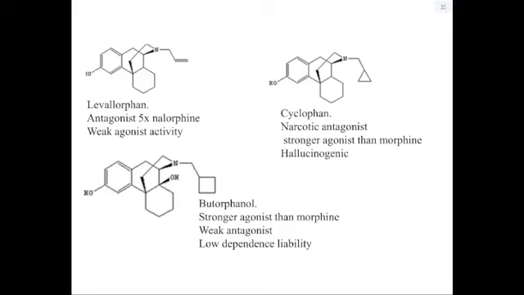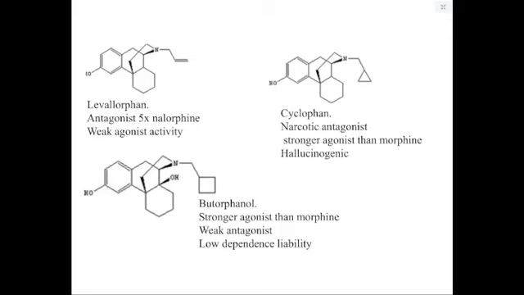It has very weak agonist activity. Then you have cyclorphan. If you look at cyclorphan, again resembling naltrexone, now you have the cyclopropyl ring, and you can see again it's a narcotic antagonist. So the SAR is very similar to the SAR of morphine and the other analogs. It's a strong agonist that has been found to be hallucinogenic.